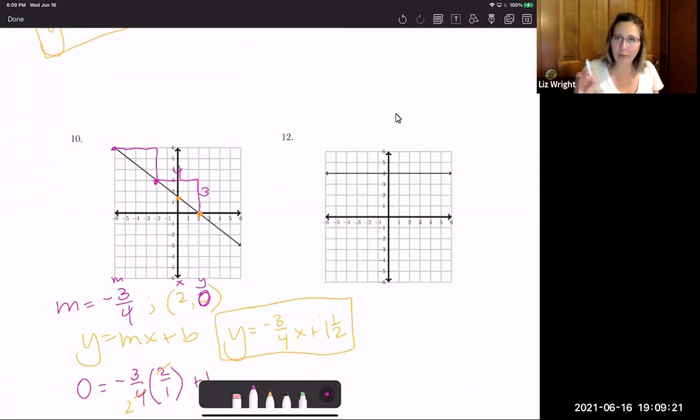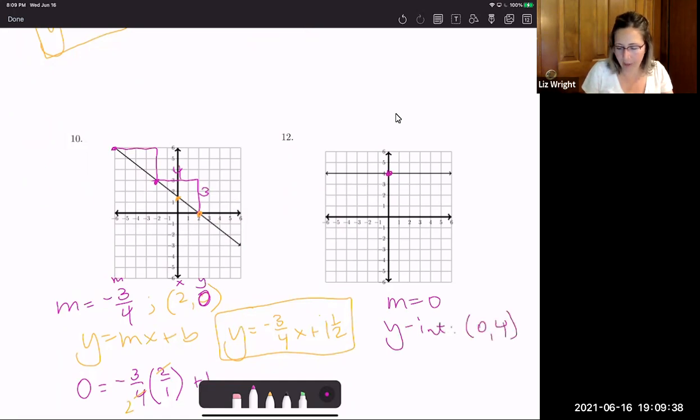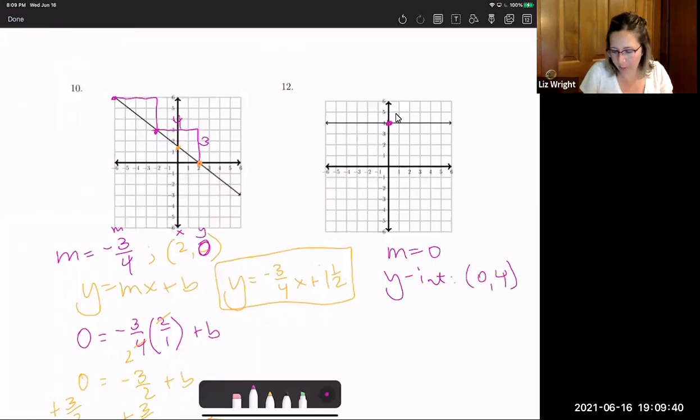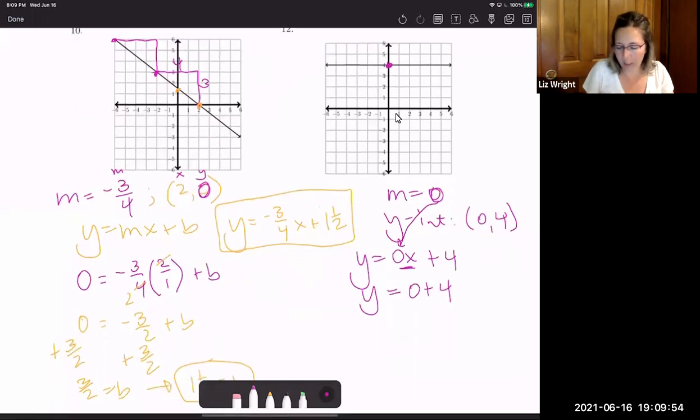It is a horizontal line. And so you can just say, okay, well, a horizontal line starts with my slope is going to be 0. My y-intercept is going to be at 0, 4. And you know, I've had some students say, okay, well, I'm just going to plug it in. y equals 0x, because my m would come in here, plus 4. 0 times x is 0. So y equals 0 plus 4. And 0 plus 4 is 4.